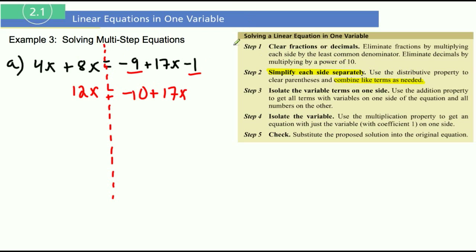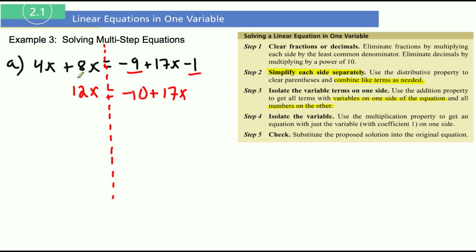Okay, so that's really the first step in this problem, is we simplified each side by combining like terms as needed. Okay? Now it says isolate the variable term on one side. So it says using the addition property and basically using the opposite operations, what we've been learning about. You want to put the variables on one side of the equation and the numbers on the other. This is extremely important now. We want to put the variables on one side of the equation and the numbers on the other.